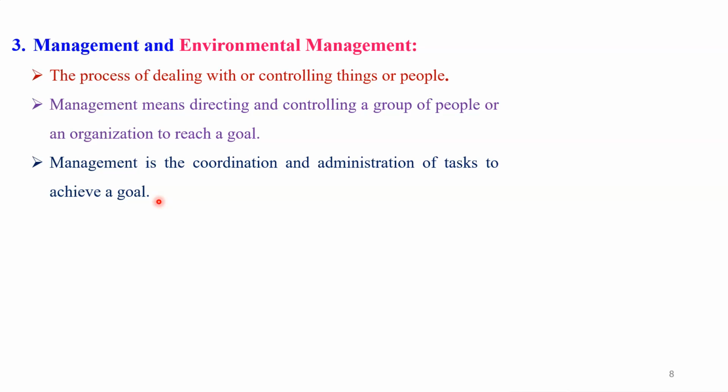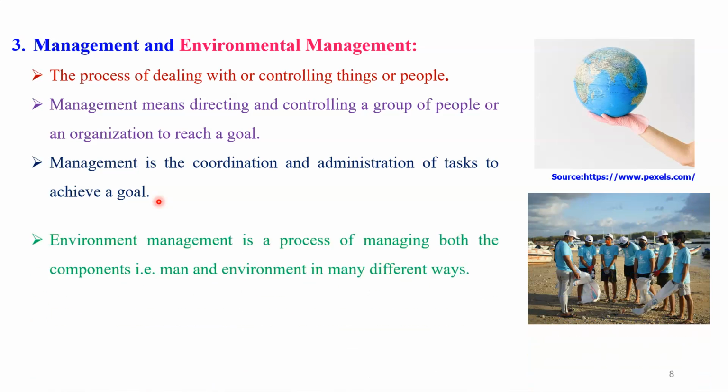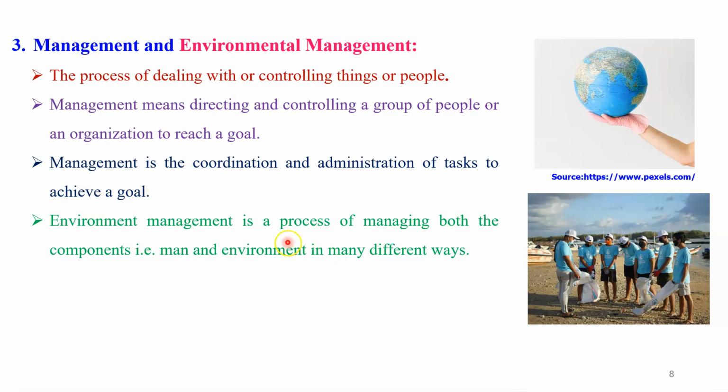When we're talking about environmental management, then dear student, that is very important. Environmental management is a process of managing both the components, that is man and environment, in many different ways. See, dear student, that is very important. So when we are talking of environmental management, we should keep in our mind that there should be control on both things. Especially I am talking about the human being, because there should not be any negative impact observed from the environment side. But there is a possibility of negative impact from man on the environment.